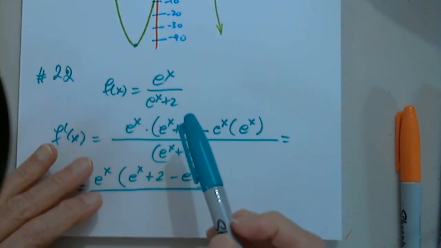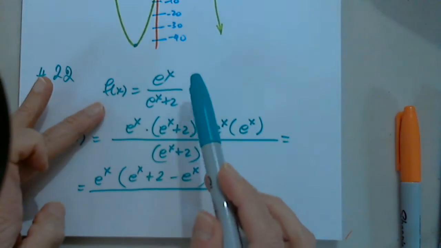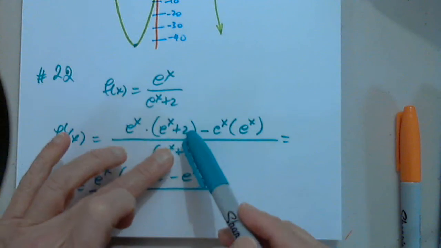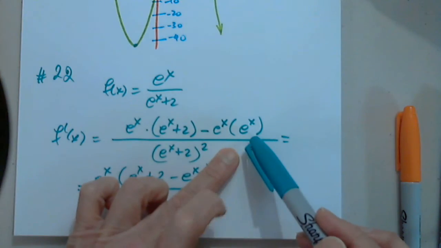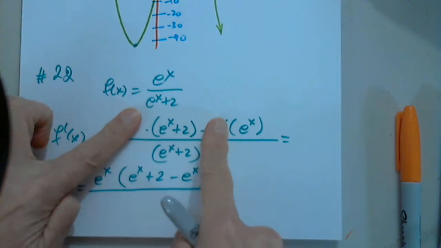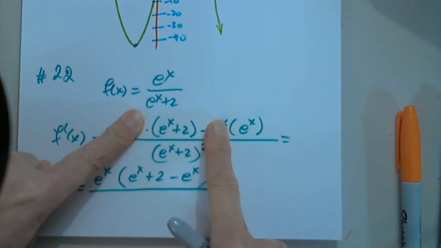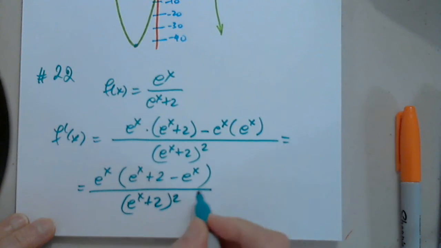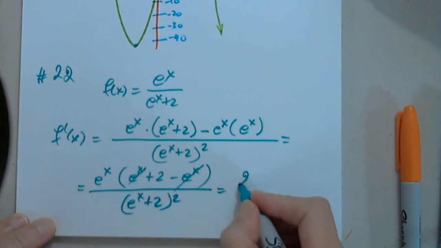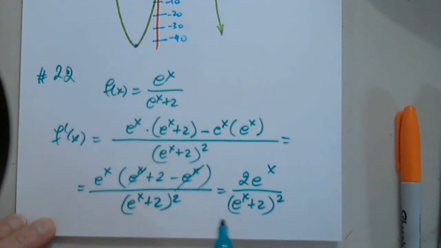So I have to find the first derivative and then the second derivative. For the first derivative, the top function prime times the denominator minus the top times the denominator prime, which is e to the x. I will factor out this, and then I have e to the x plus 2 minus e to the x over e to the x plus 2 squared. These two go away, so this is 2 e to the x over e to the x plus 2 squared. And this is just the first derivative.